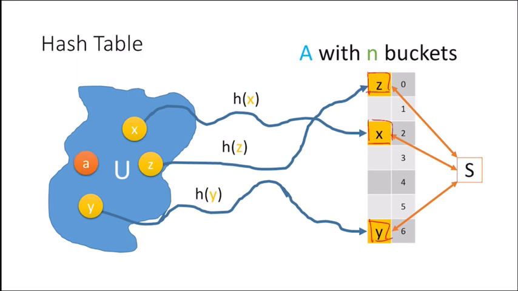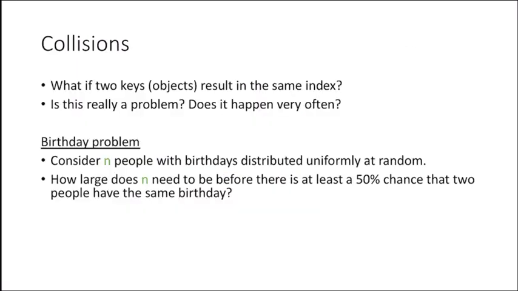So the question is, what happens if we have another object? We've stored X, Y, and Z. We have another object A. We pass A through the hash function. What happens if it wants to be stored in the exact same location as something that's already in the hash table? That will be the subject of the next set of videos, where we talk about collision resolution.